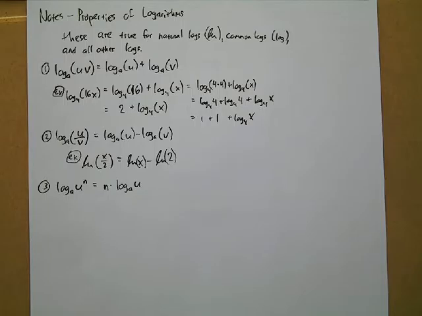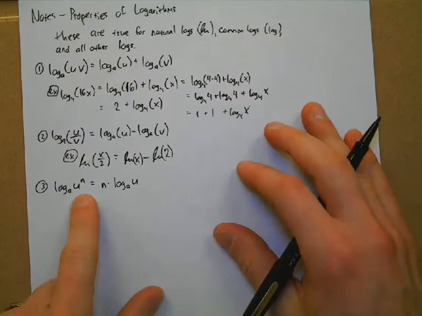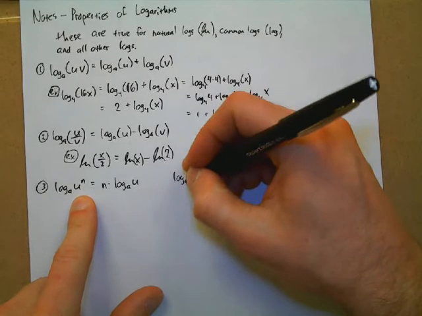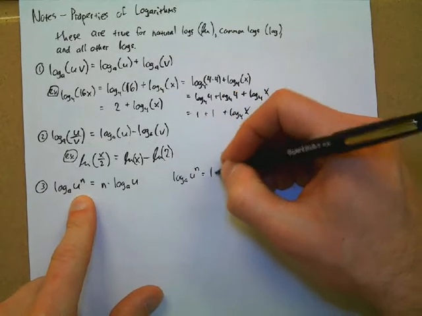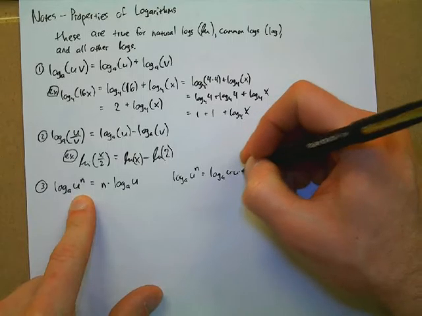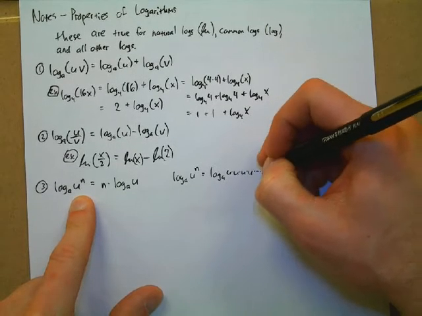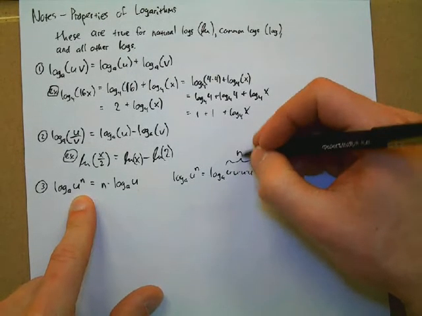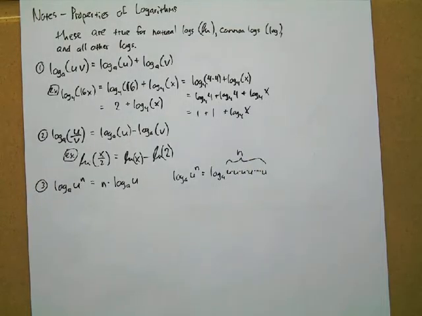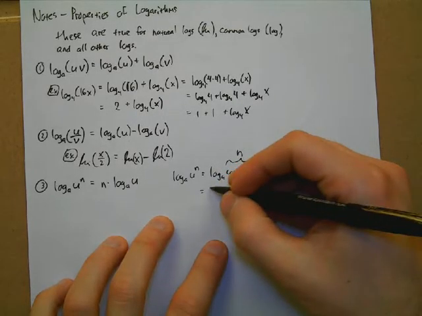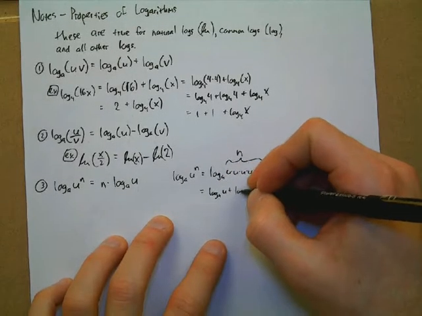All right, the idea behind that is when you have log base a of u to the n, that's the same thing as saying log base a of u times u times u times u times u, and there's n of those u's, right? Because you're multiplying u by itself n times. All right, well, but we just said with all those multiplications, instead of multiplying inside a logarithm, we can change those to additions. So that's going to be log base a of u plus log base a of u plus log base a of u plus, and so on and so forth.